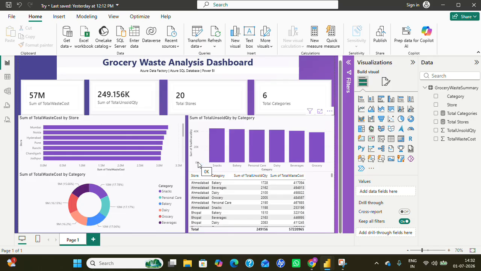This dashboard helps businesses identify stores with high waste, understand category-wise losses, and make better inventory decisions. This project demonstrates the end-to-end Azure data engineering pipeline. Through this project, I gained practical experience in cloud data engineering, data transformation, automation, SQL, and business intelligence. Thank you for watching my project presentation.